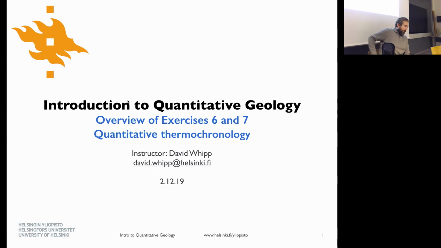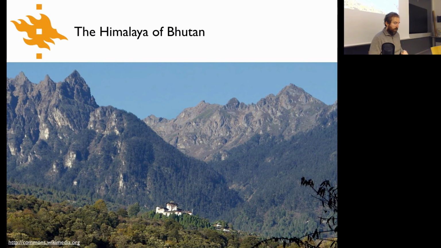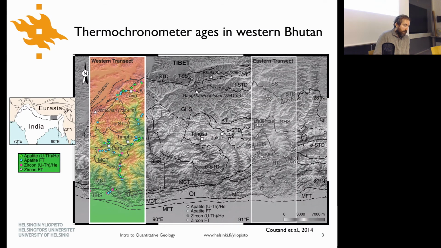All right, so the one thing I do want to spend a little bit of time on here, and I may go a little bit quickly through this, but it's still useful, is the final report for the course, which is essentially a combination of exercises 6 and 7, and then some additional text related to the geology of the area where the age data are coming from. So in this case, we've got age data from the Himalaya of Bhutan, a nice looking place.